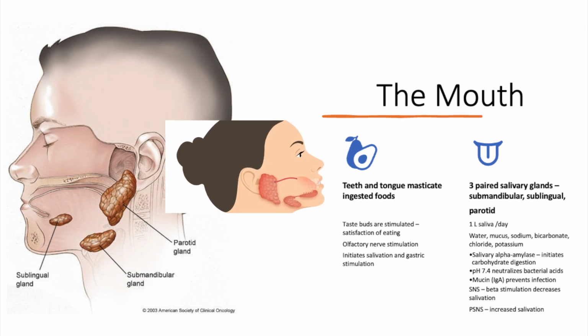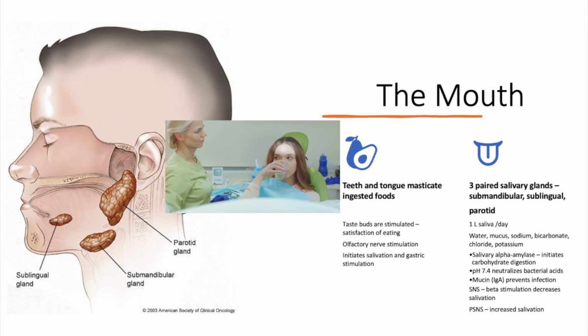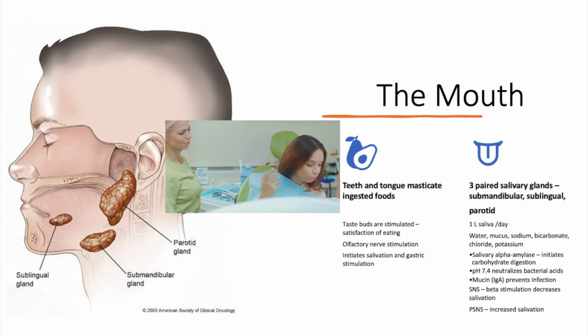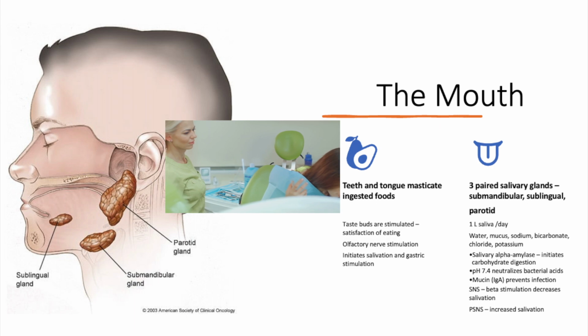The salivary glands are innervated by the SNS and PSNS. Beta stimulation decreases salivation, while acetylcholine stimulates secretion of saliva in preparation of the digest part of rest and digest.